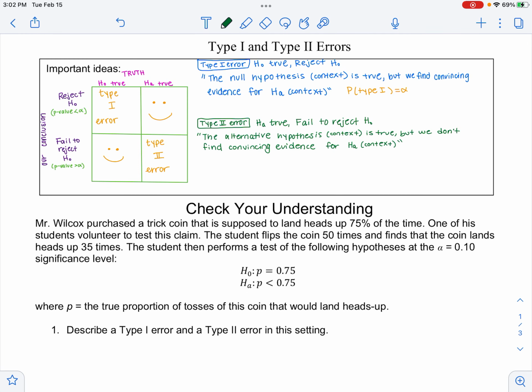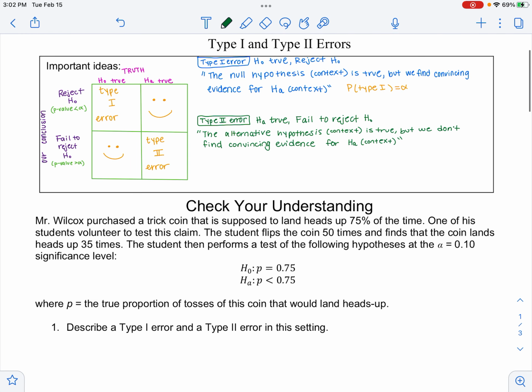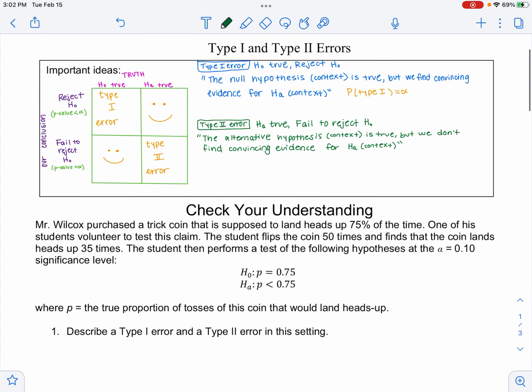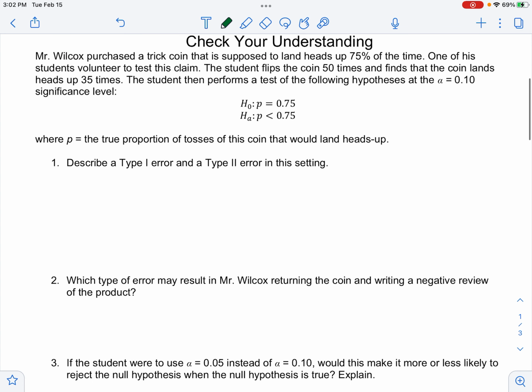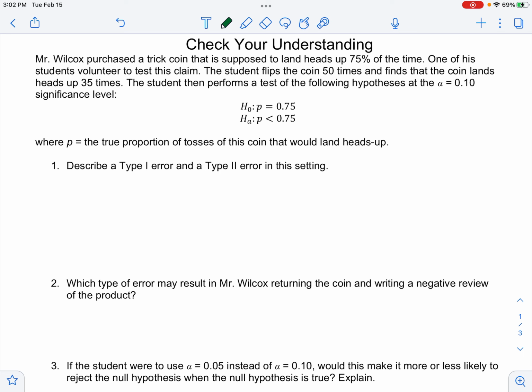All right, type 1 and type 2 errors. There are the important ideas. If you missed them, take a pause. Check your understanding. Mr. Wilcox purchased a trick coin that is supposed to land heads up 75% of the time.